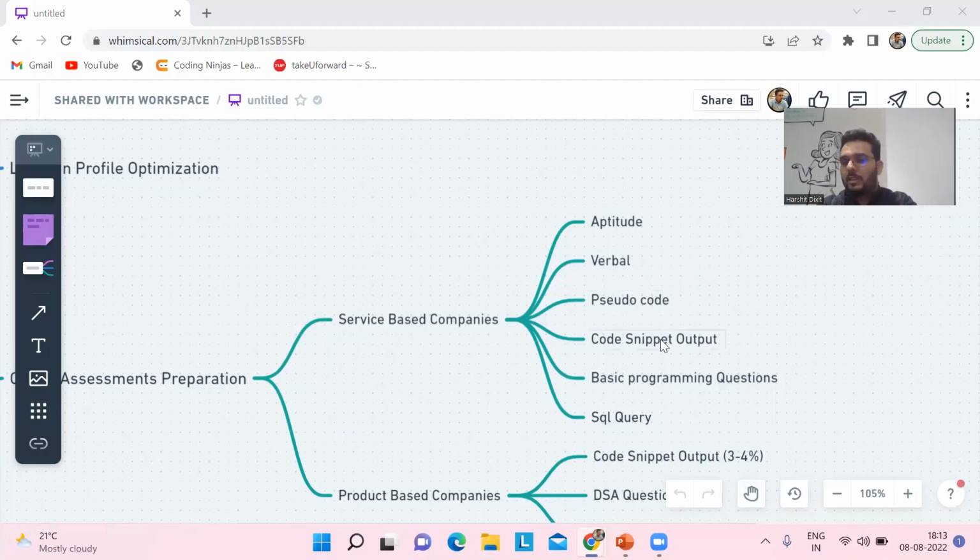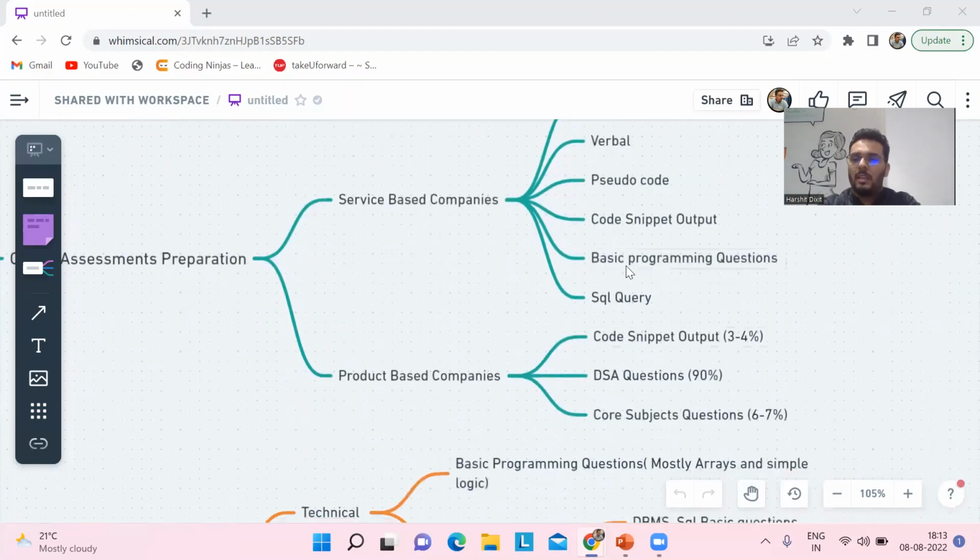Then you will be given a code snippet and asked for its output in MCQ questions. And then there can be some basic programming questions. You don't need to worry about preparing very high level programming questions. Mostly these service-based companies ask simple questions. For example, sometimes they can ask you an array related question: you have to insert one element at a particular position so that all the elements after it get shifted. These kinds of basic questions you can easily get on this channel.